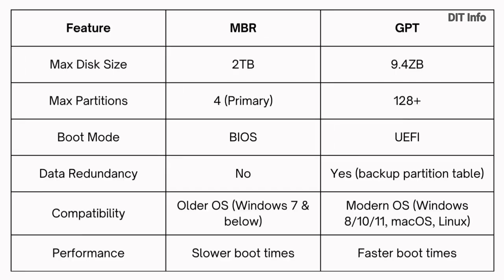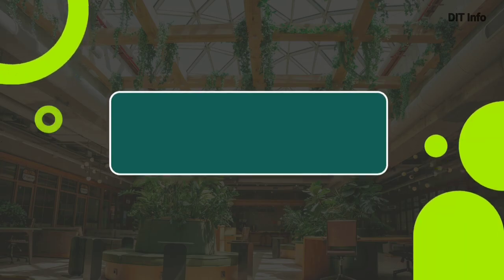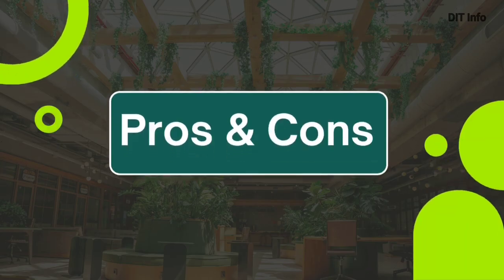One major drawback of MBR is that it does not have data redundancy, meaning if the partition table is corrupted, the data could be lost. In contrast, GPT maintains backup partition tables, making it more reliable. Additionally, GPT provides better performance and faster boot times compared to MBR. However, MBR remains useful for older systems that do not support UEFI.